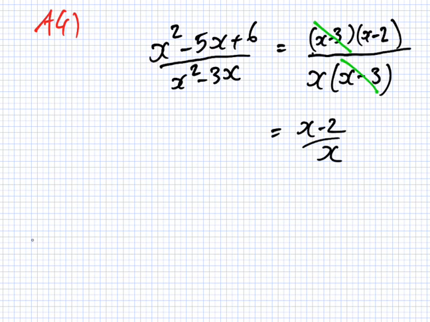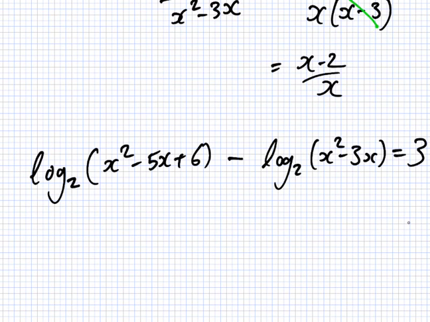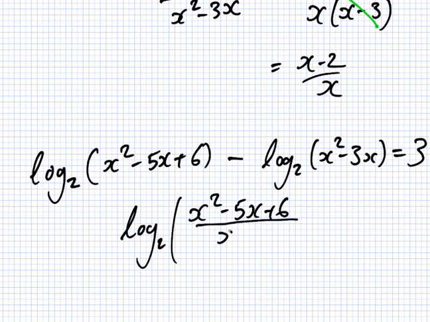They tell us to use this result to solve the next part, which is this. Log base 2 of x squared minus 5x plus 6, minus log base 2 of x squared minus 3x equals 3. Which rule do I need for logs? It's the second rule, the one for minus. What do we do when we have a minus? We divide. X squared minus 5x plus 6 all over x squared minus 3x equals 3.